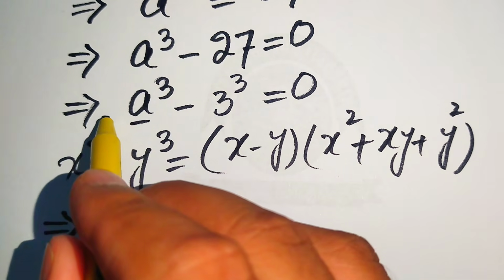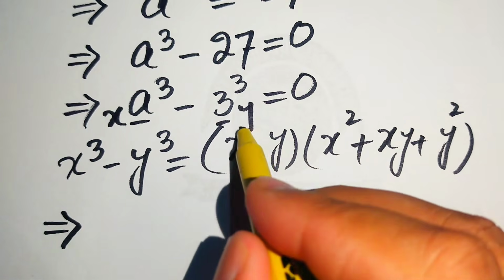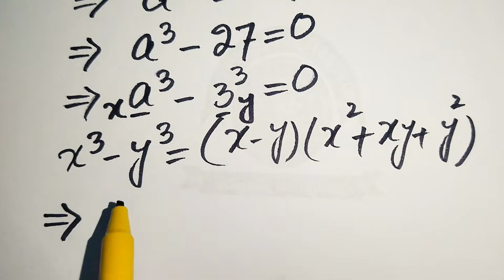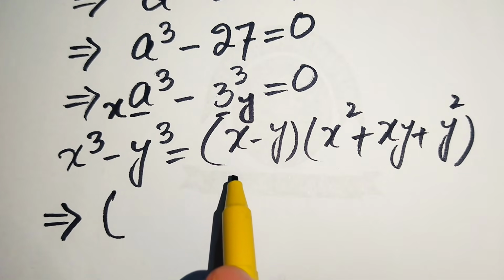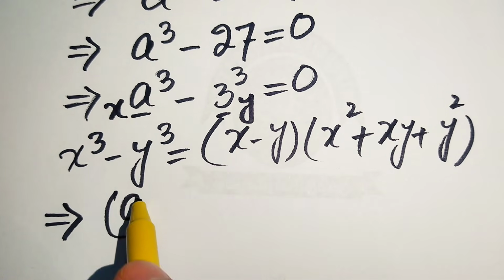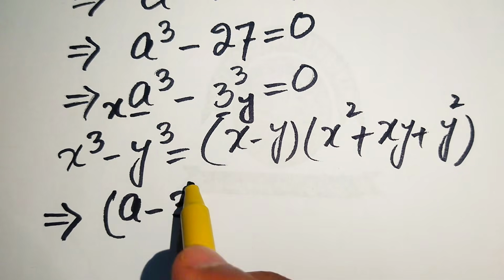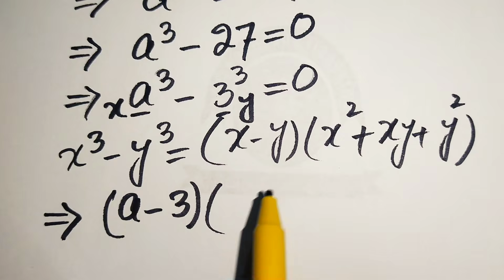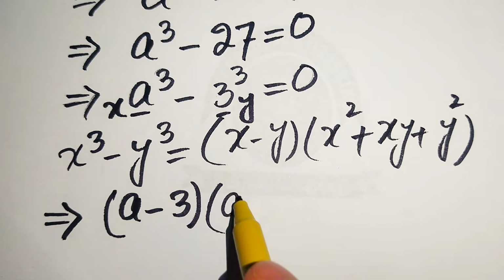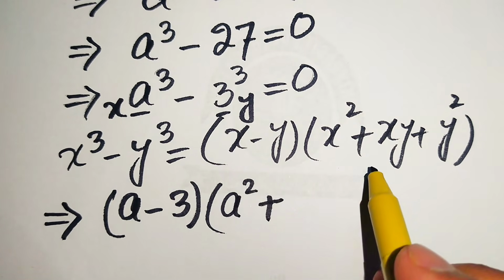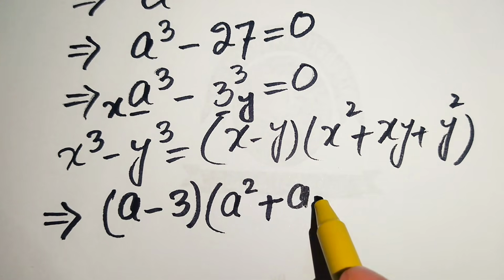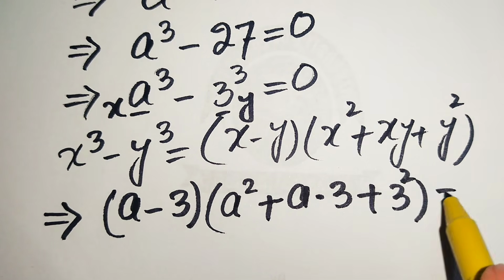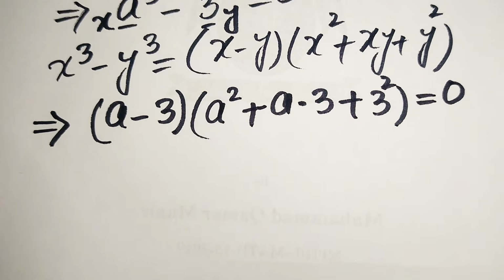So you see that the base of this term is our x and the base of this term is our y, so when we substitute the values of x and y in this formula, it will be written as the first factor is x minus y, the value of x is a, minus the value of y is 3, into this is x square. So here when we put the value of x, it will be written as a square plus this is xy, the value of x is a, and the value of y is 3, plus y square, the value of y is 3 square, and this whole equation is equal to 0.